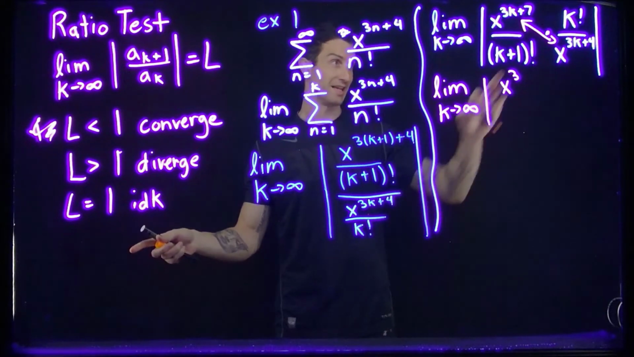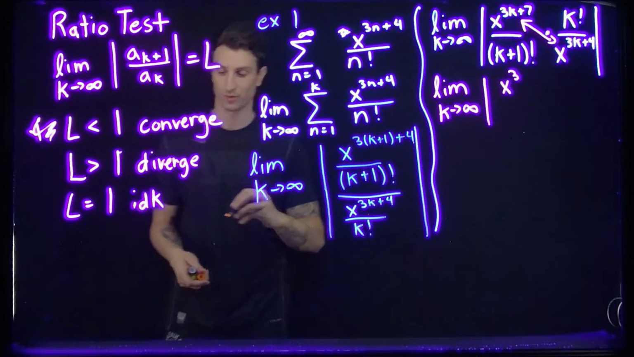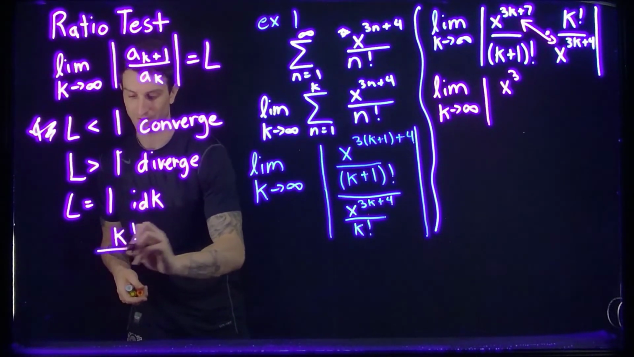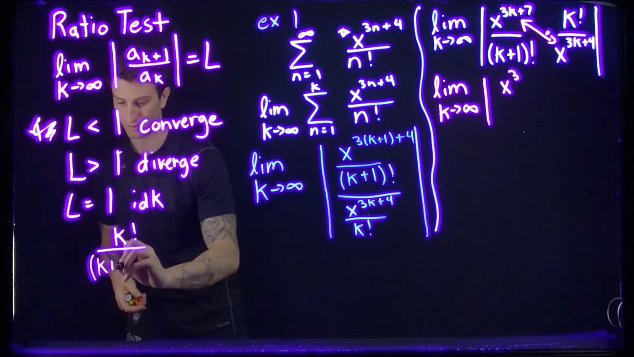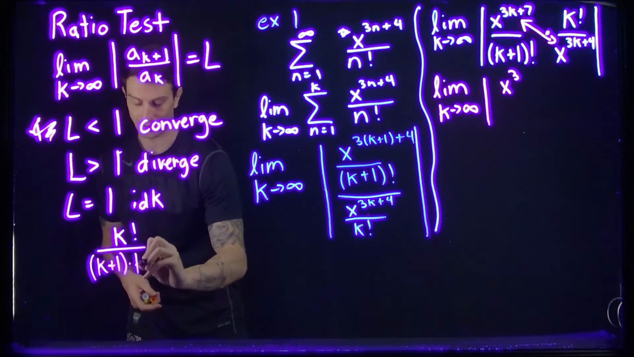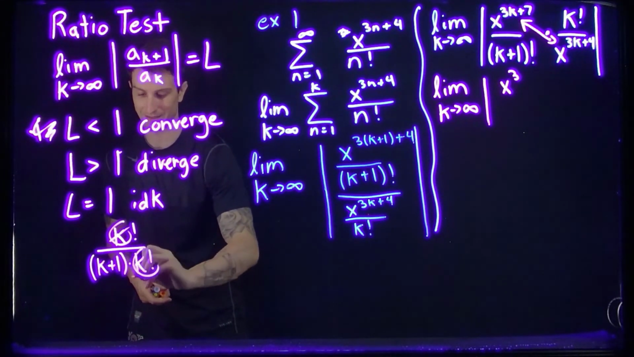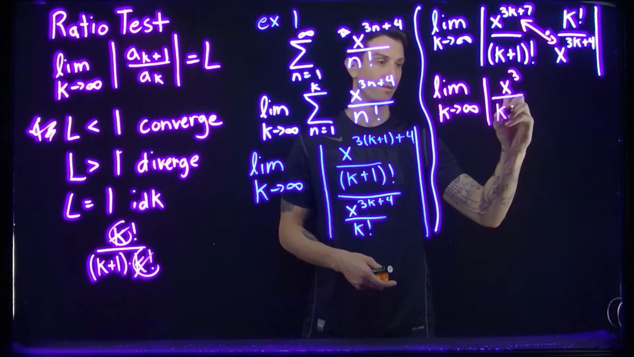I'm going to do a little bit of side work to show the other one. Right, so if you're wondering, well, what about the k factorials? Well, remember, if we have k factorial divided by k plus 1 factorial, all that is k plus 1 times k factorial. So both of these are also going to cancel each other out, and I'm just left with a k plus 1.